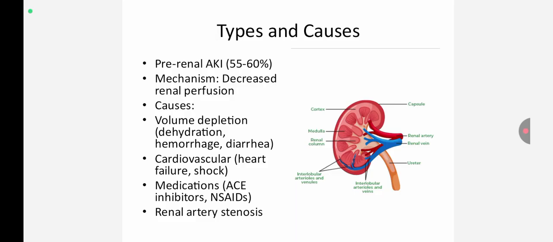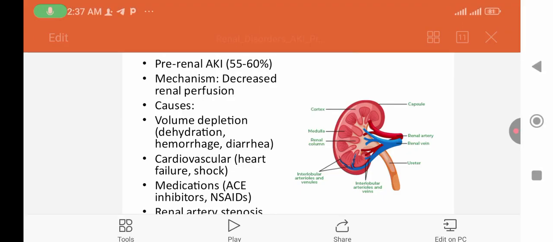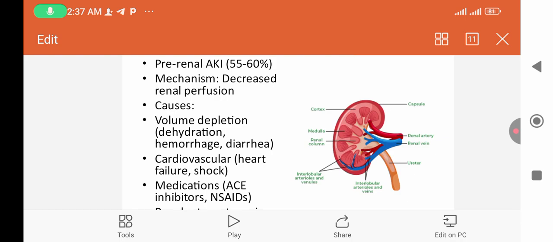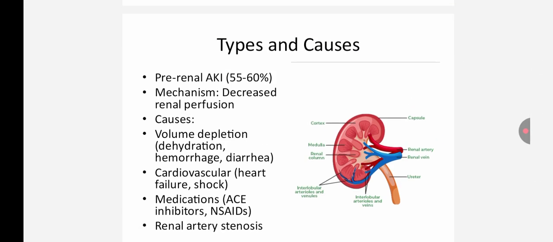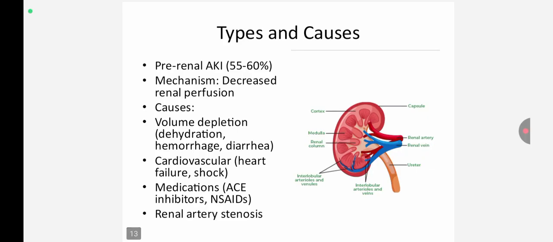So first of all, we have your prerenal AKI, also known as functional AKI. It is responsible for 55 to 60% of the common acute kidney injury, and it is caused due to decreased renal perfusion. That is why it's called functional. So when there is a reduced blood supply to the kidney, and what can cause a reduced blood supply?